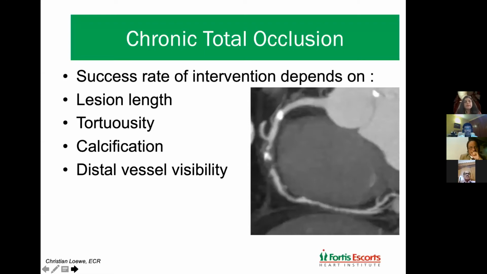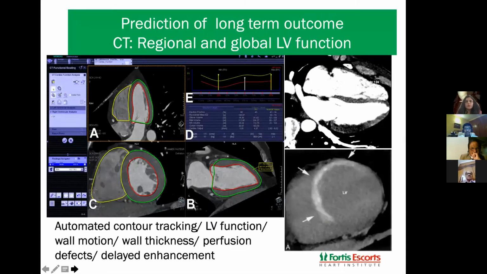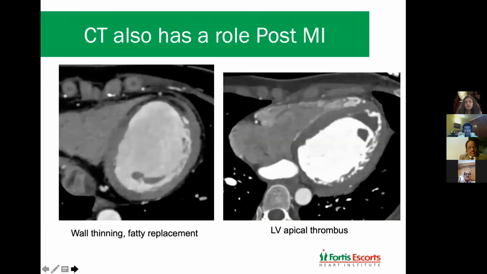Because CT can help you assess the lesion length, the tortuosity, calcification, the distal vessel visibility, which then helps in giving you a success rate of intervention, particularly in the CTOs. Also, in the long-term outcome, you have CT, which looks at regional and global LV function based on automated contour tracking, functional evaluation, wall motion, wall thickness, perfusion defects, and delayed enhancement. And all these impact the long-term outcomes.